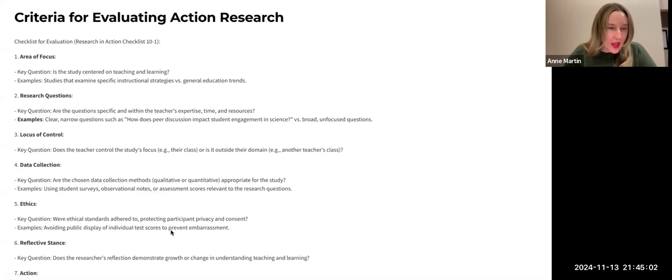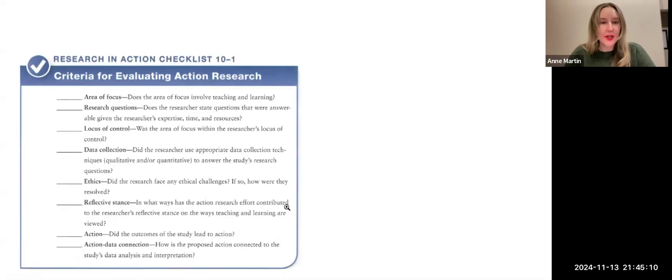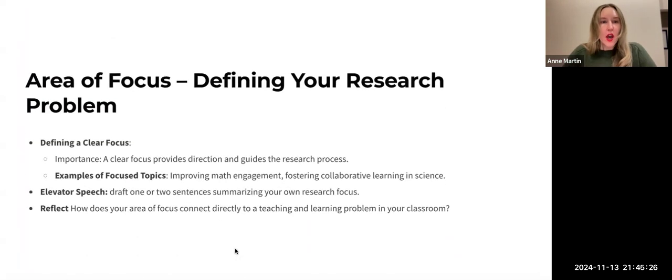Okay, and then of course, action. Okay, so here is what the table looks like. I talked about this, it kind of got cut off, my apologies, but action: do the outcomes of the study lead to action? And for the action data collection, how is the action connected to a finding? Okay, so area of focus, again, making sure that it is a need.